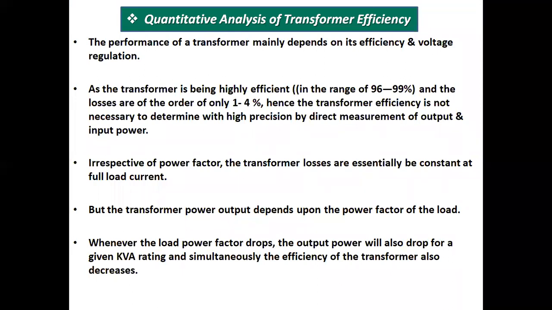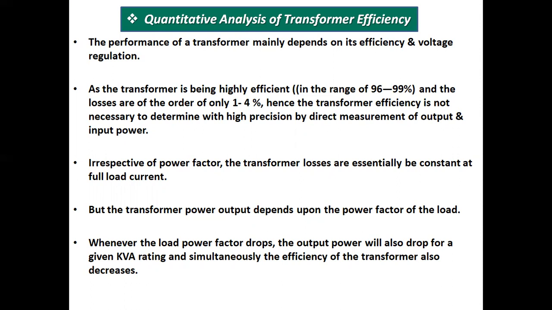Quantitative analysis of transformer efficiency. The performance of a transformer mainly depends on its efficiency and voltage regulation. As the transformer is highly efficient, in the range of 96 to 99%, and the losses are of the order of only 1 to 4%, the transformer efficiency is not necessary to determine with high precision by direct measurement of output and input power.